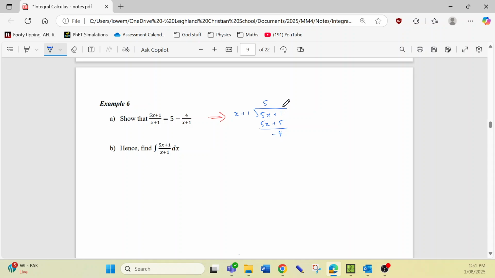And so we can use that result to rewrite our 5x plus 1 over x plus 1. So the division is, we're left with 5 whole numbers, so that gives us 5. And then we've got this remainder we write as minus 4 over our divisor, which is x plus 1. Okay. So that's how we can do it that way.